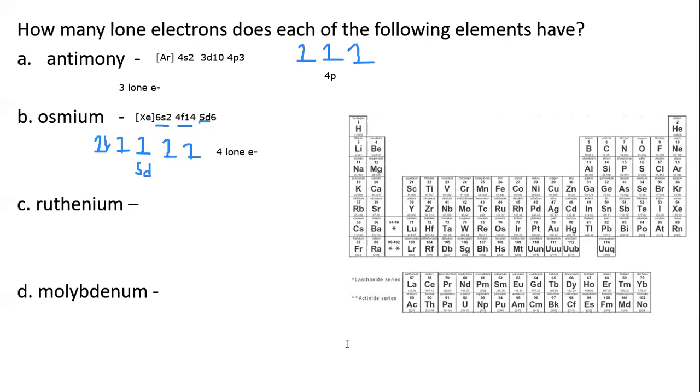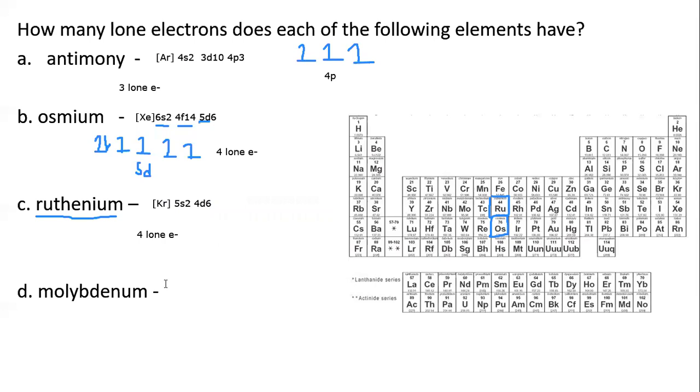And I didn't notice this when I wrote the question, but now we have ruthenium. And if you notice, ruthenium is right above osmium. So you see ruthenium, osmium, they're right above one another. And so ruthenium would also have 4 lone electrons because it's going to have a similar electron configuration as osmium. So it'd be krypton 5s2 4d6. So it would also have 4 lone electrons.